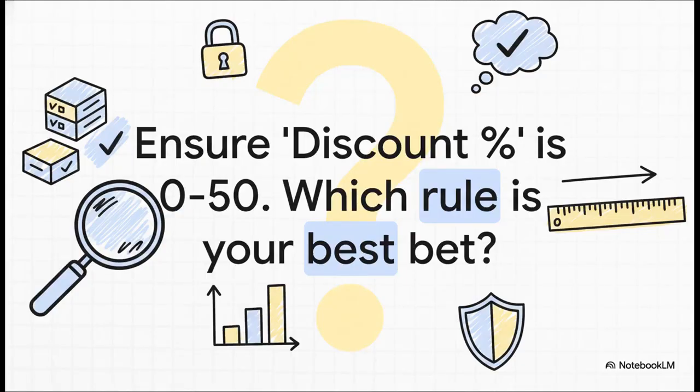Okay, quick check for understanding. Let's say you're working with sales data. You need to make sure a discount percentage column only accepts values from 0 up to 50. Which of those 3 rules is the perfect tool for the job? You got it. If you said range validation, you absolutely nailed it. See? You're already thinking like a data detective.